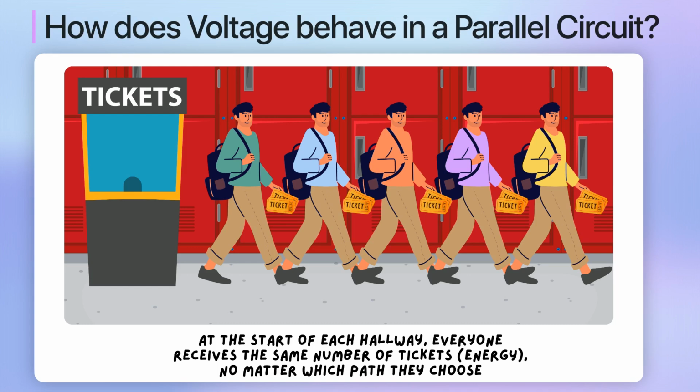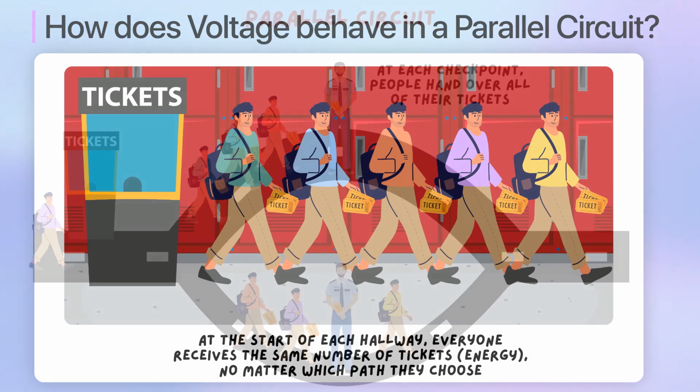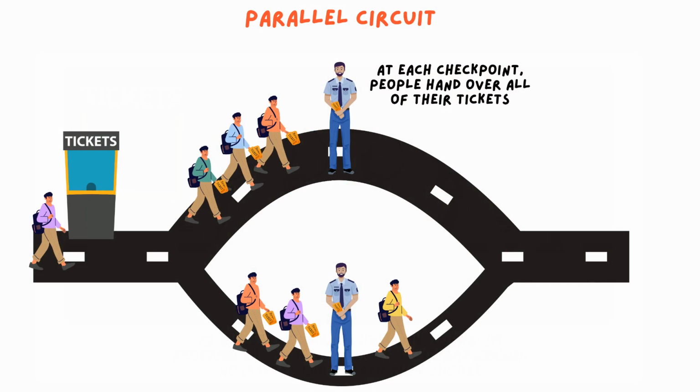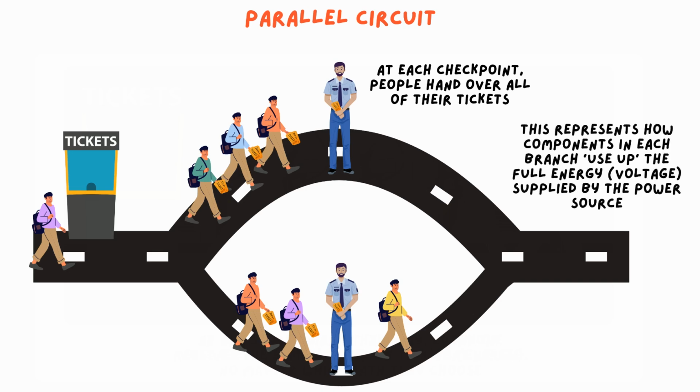As the people move down their chosen paths, they encounter checkpoints, representing components like resistors. At each checkpoint, they hand over all their tickets. This is like how in a parallel circuit, the components in each branch use up the full energy, voltage, supplied by the power source. Now let's compare this to a series circuit.